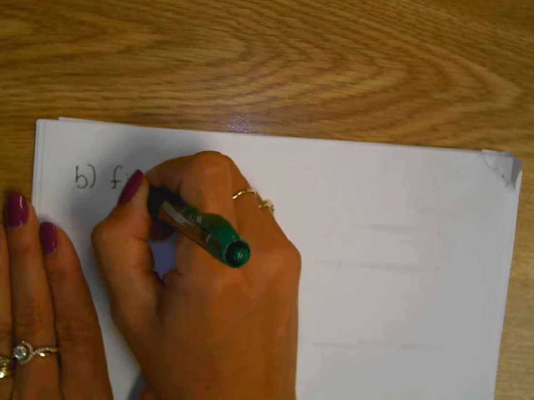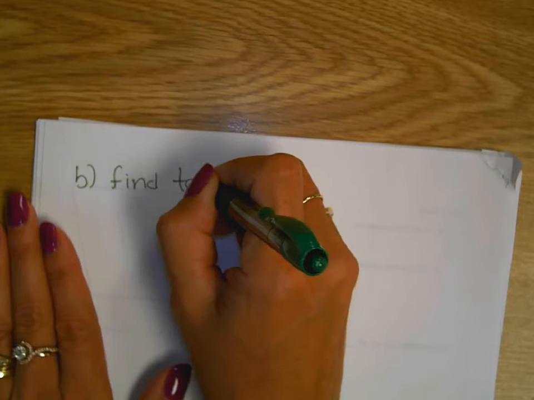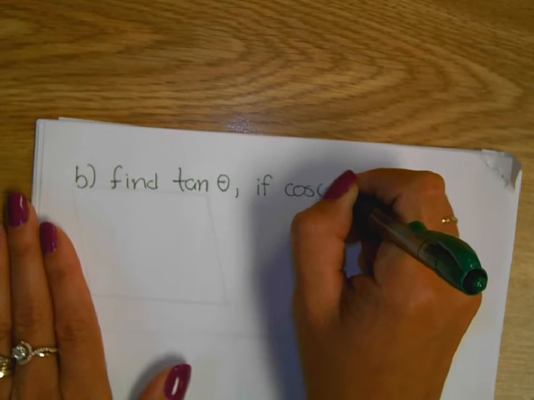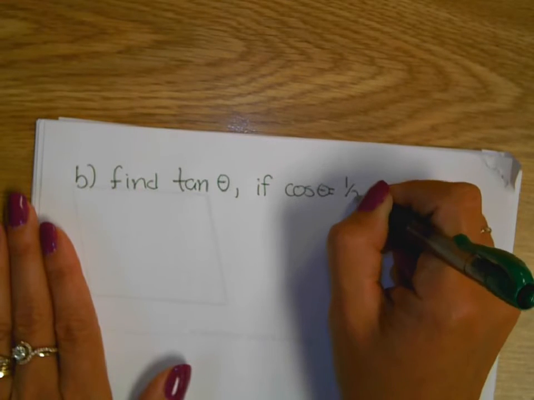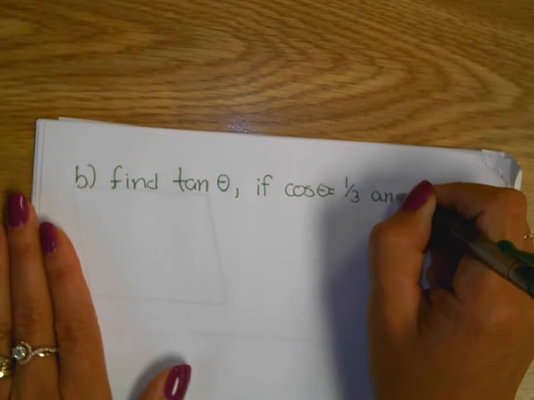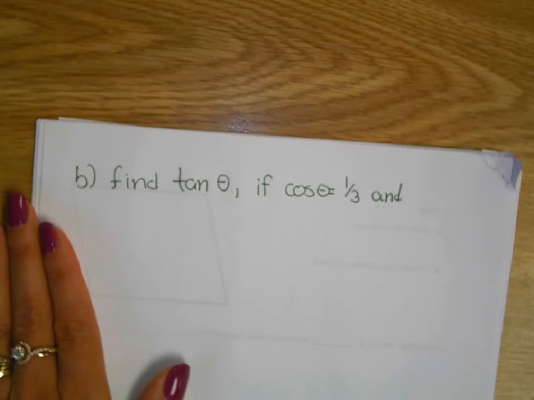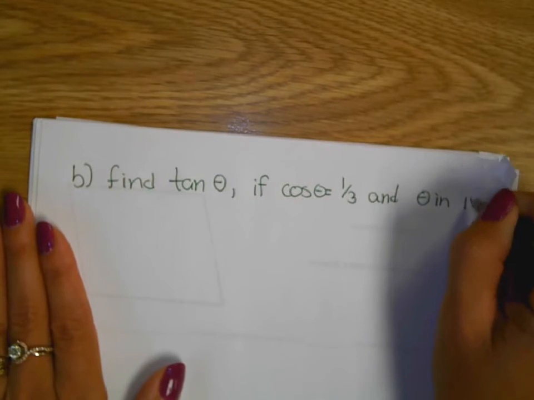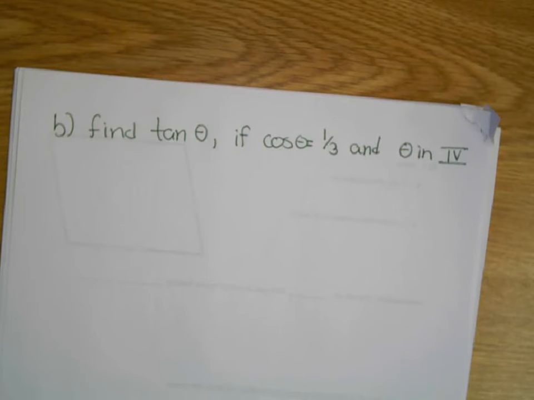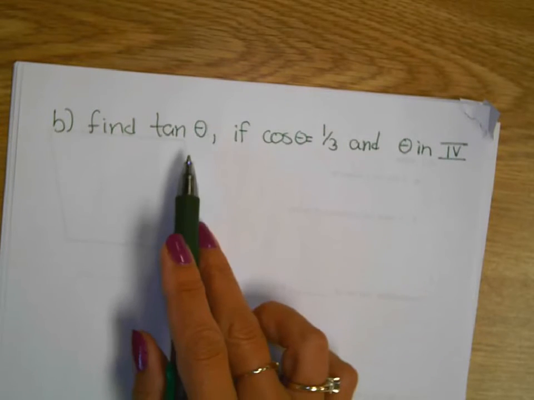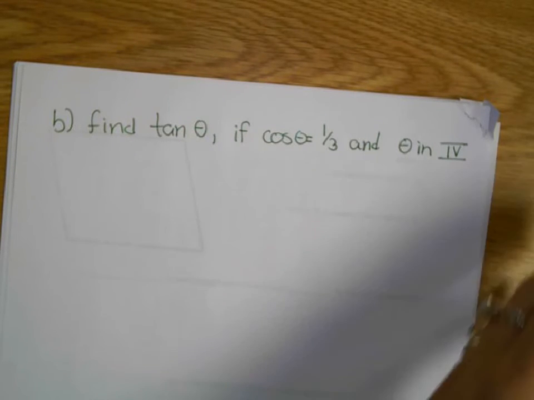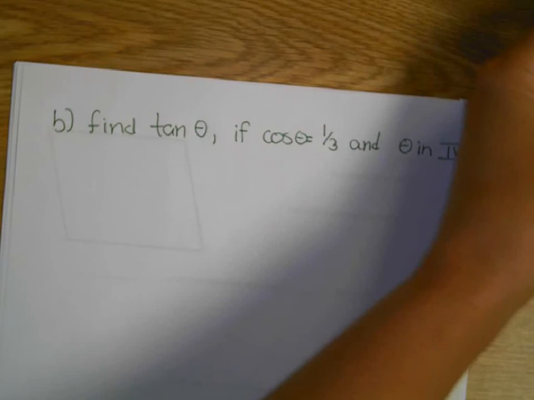Can you find the tangent of theta if cosine equals 1/3 and theta is in quadrant 4? Is there an identity that ties together tangent with cosine? Adam. It's our third one.